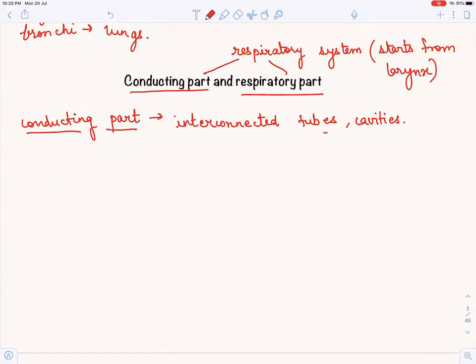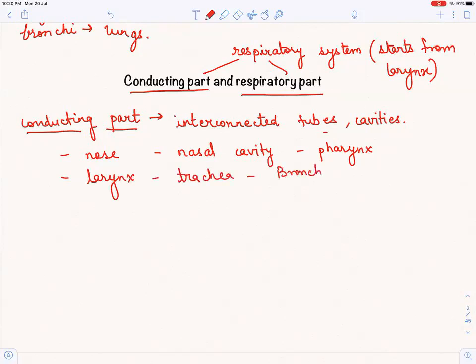If we divide it this way, into the conducting and respiratory part, what all things will be there in the conducting part? There is the nose, then the nasal cavity, and pharynx. These are all interconnected tubes or cavities. Larynx, trachea, bronchi, and bronchioles. You can even write terminal bronchioles.